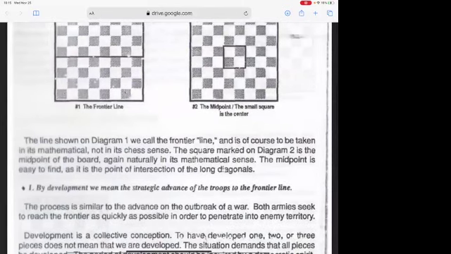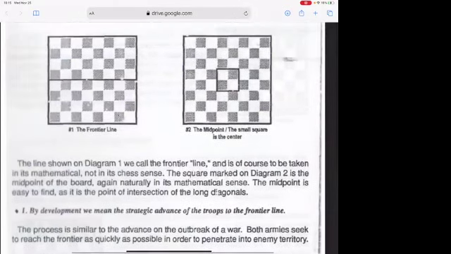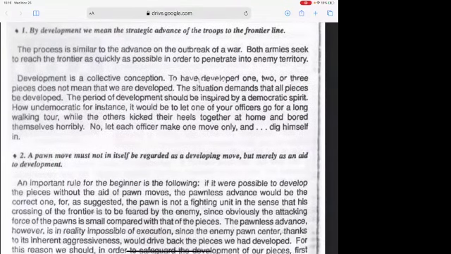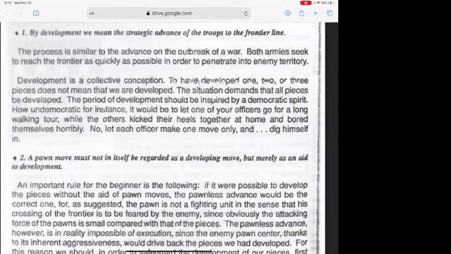So the line shown on diagram one we call the frontier line, and it's of course to be taken in its mathematical, not in its chess sense. The square marked on diagram 2 is the midpoint of the board, again, naturally in its mathematical sense. The midpoint is easy to find as it is the point of intersection of the long diagonals. Okay. All right, now we're gonna just read this and then we will reread it again.